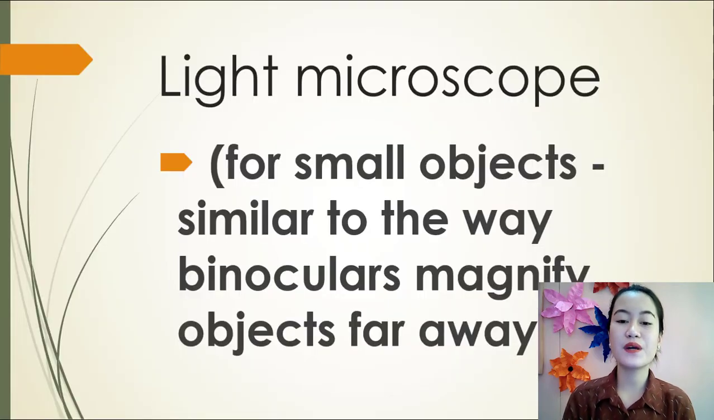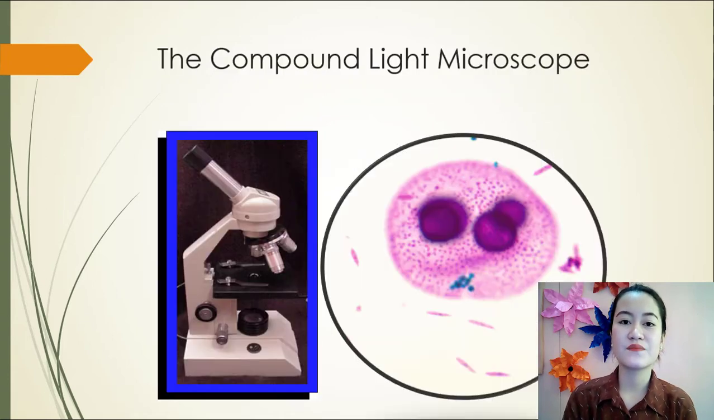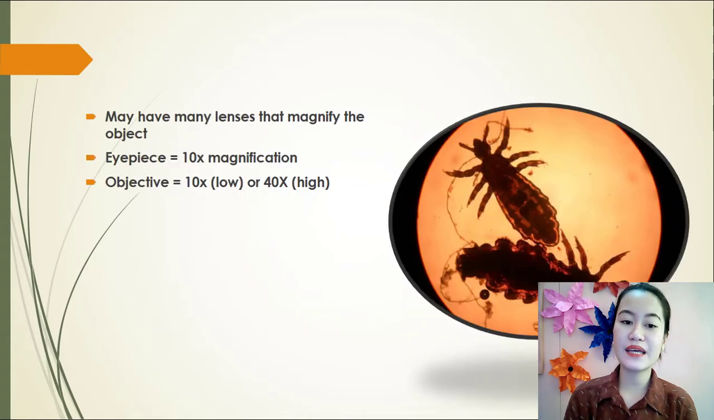Okay, so number 1, we have the light microscope for small objects, similar to the way binoculars magnify objects far away. So, this is the example, yung ginamit din natin kanina, the light or the compound microscope. Iisa yan. Okay, ganyan po ang hitsura niya. They have many lenses that magnify the object. Okay, so eyepiece is 10 times magnification, yung kanina ng ating microscope. Objective is 10 times low or 40 times high.